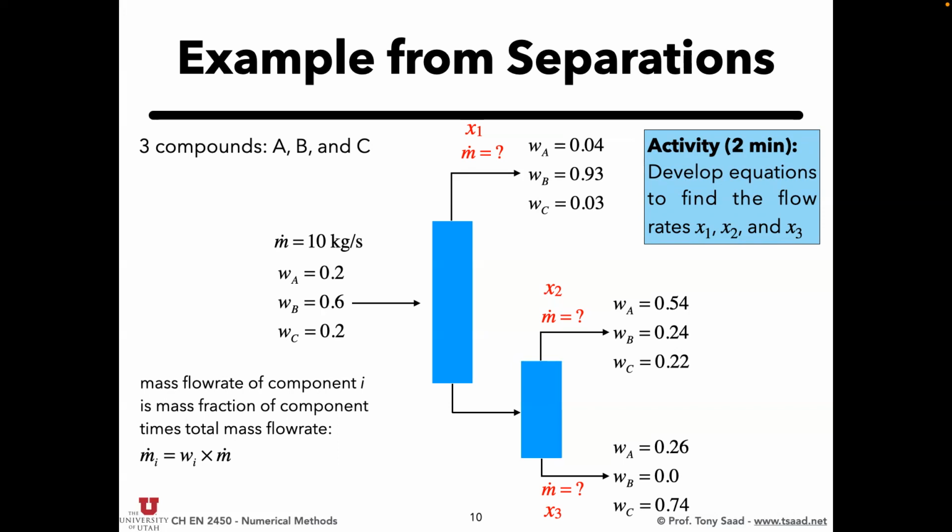So think about what happens to the compound A, the flow rate of A that's coming in. How does it go? So what's the flow rate of A that's coming in? 0.2 times 10, right? So that's 2 kilograms per second. Where is that going to go? It's going to go to WA times X1 plus WA times X2 plus WA times X3, right? It's just mass conservation.